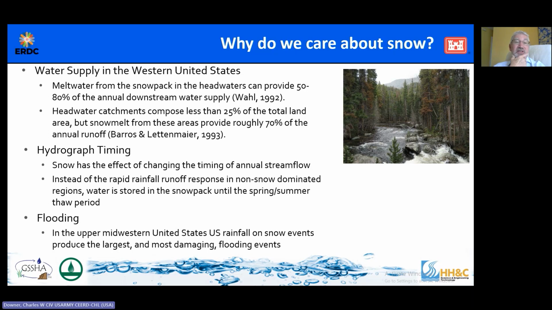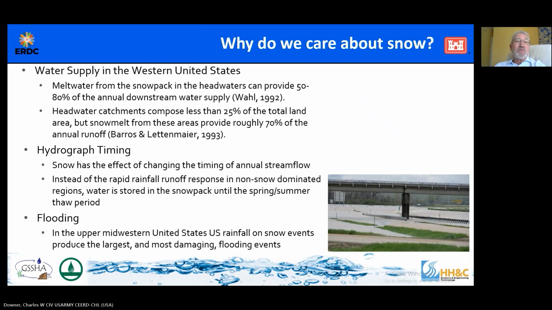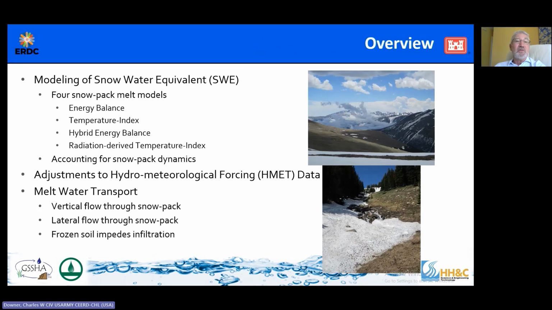And then the last consideration is flooding. In the upper Midwestern United States, when you get rain on snow, you've got a big snowpack and you get a big rainfall on that snowpack, that's when you get the biggest, worst, most damaging flooding events. So those are a critical thing in a lot of different regions, for different reasons. Oh, I had some other cool pictures.